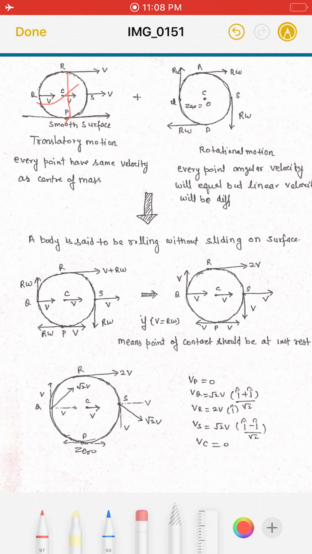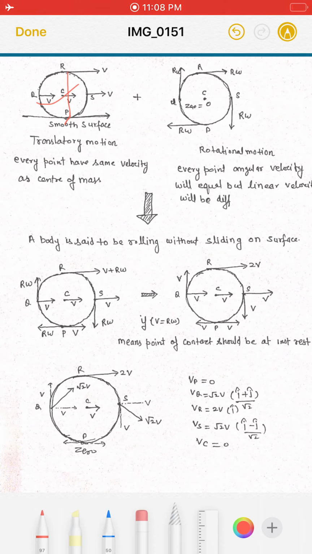It's written over here. So again, if I redraw this diagram, I'll get this one. In this diagram, if it is a rolling motion, obviously V should be equal to r omega. Wherever V is there, that will remain V, and wherever r omega is there, I'll write V. So every place I replace r omega by V, and I'll get this diagram.